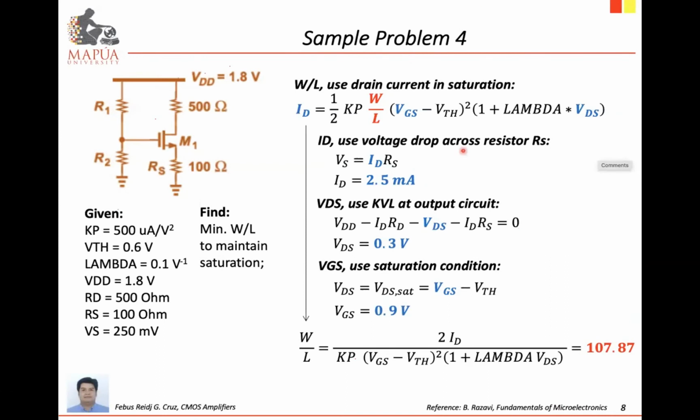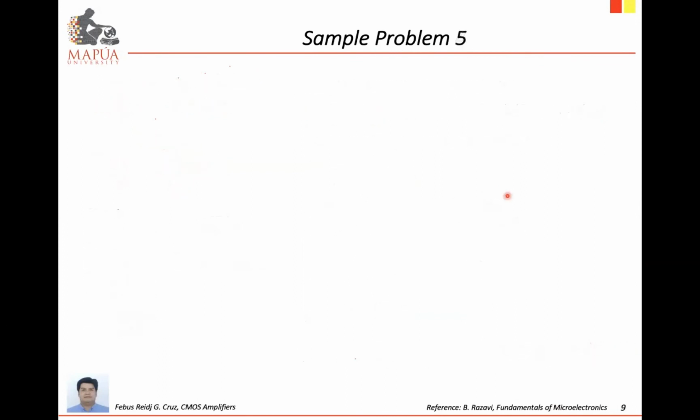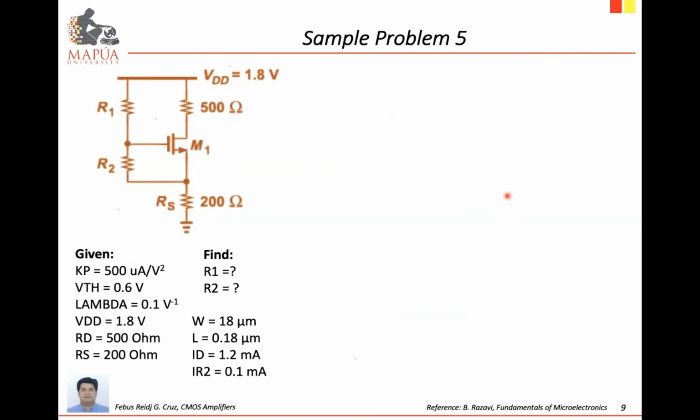Alright, so can you see yung slides again? Sample problem, sir. Okay. So let's continue on the one more example. So we are given this circuit. So again, KP, VTH, and lambda are provided.